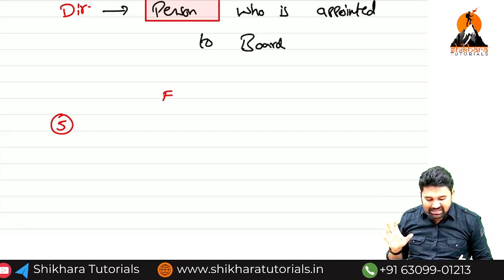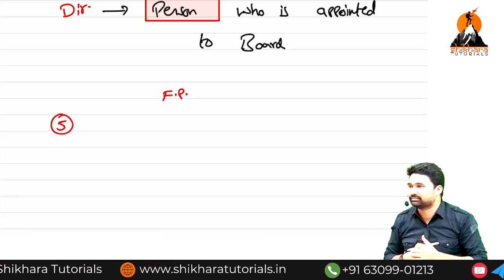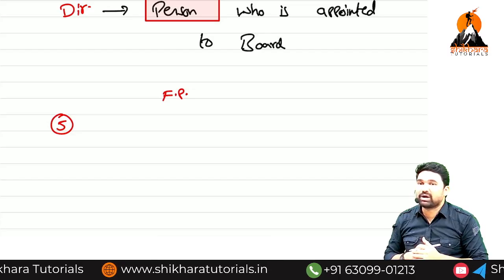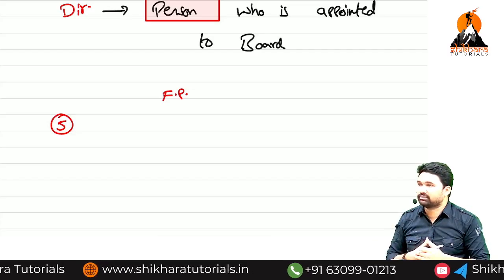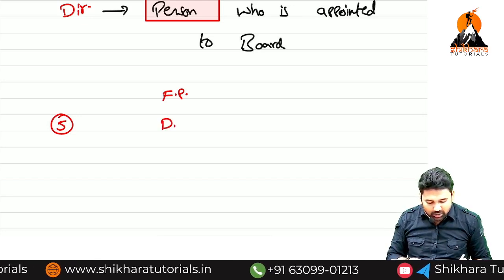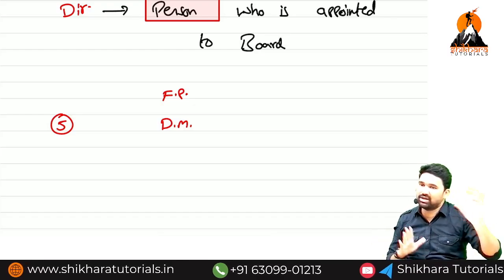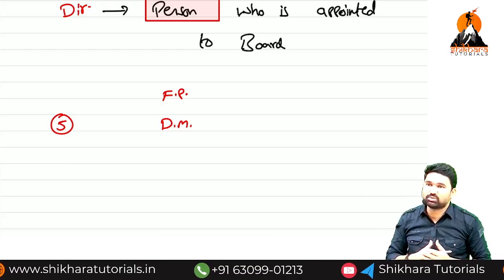First of all, he is expected to act in a fiduciary position. And the second one is that he is expected to take decisions with respect to the administration of the company. And the third point is what?